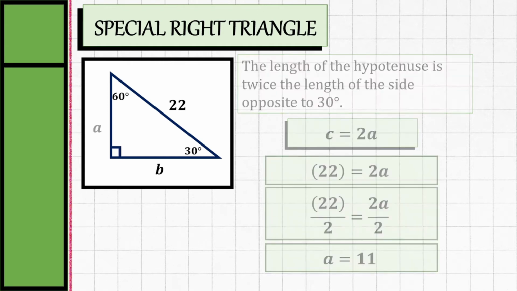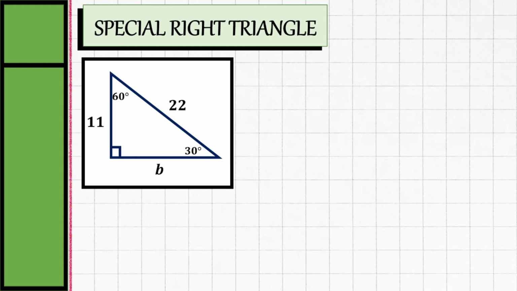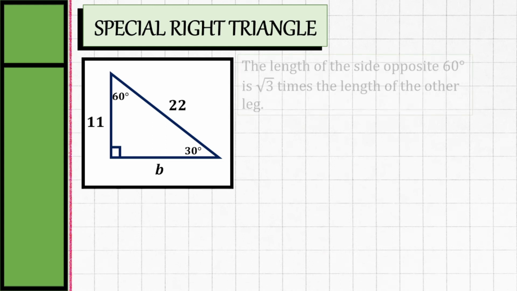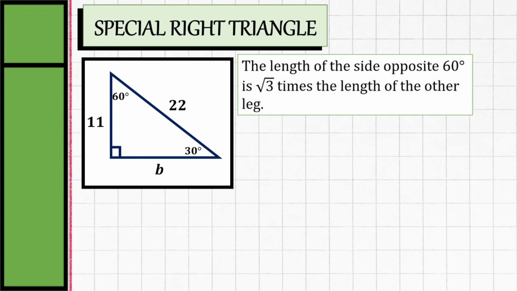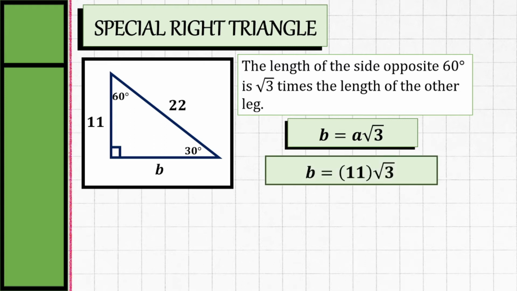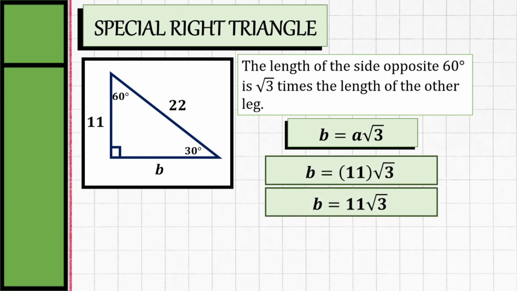Now that we have our shortest side, 11, we can now solve for the measurement of our other leg, wherein it is also stated in our 30-60-90 theorem that the length of the side opposite 60 degrees is square root of 3 times the length of the other leg. So we will use this equation, b is equal to a square root of 3. Let's substitute our shortest side, which is 11, to our equation. So b is equal to 11 square root of 3. So 11 square root of 3 will be the measurement of our other leg.